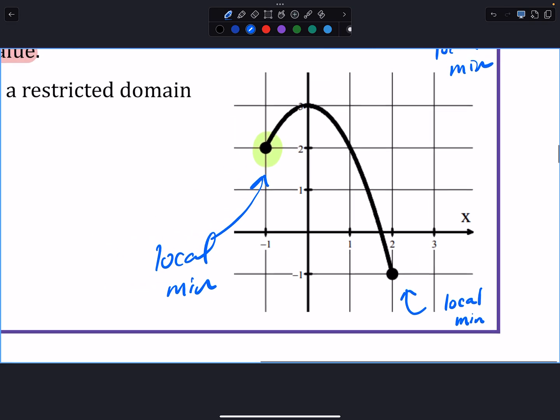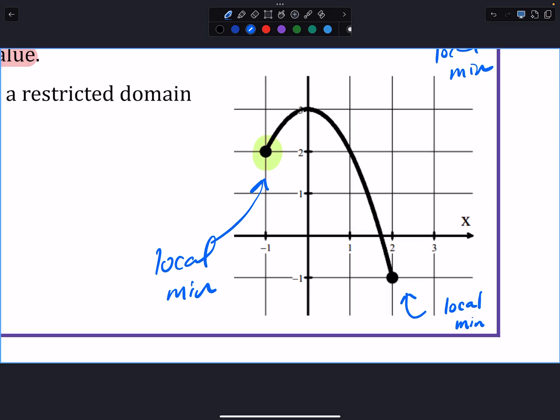Now, is there a local maximum on this graph? Yes? I see some yeses and I see some nos. Remember, a maximum means it goes from increasing to decreasing. Does this graph do that? Yes. Where? At y is 3, but what's the x value? 0. So at the point x equals 0, this would be a local max. Okay? That tricked you guys, right? Because there wasn't a point there, so careful.